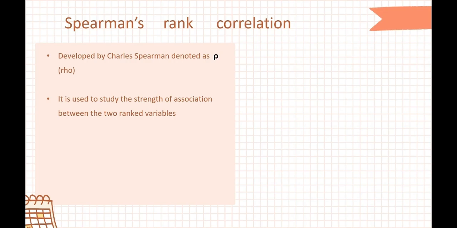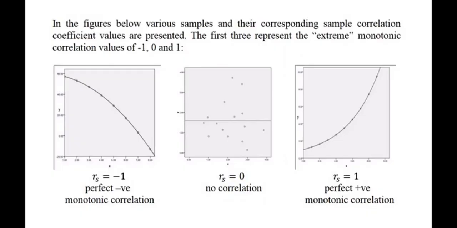Spearman's rank correlation assesses monotonic relationships. A monotonic relationship is when, if the value of one variable increases, so does the other variable, or as the value of one variable increases, the other decreases. In the figures below, various samples and their corresponding sample correlation coefficient values are presented. The first three represent the extreme monotonic correlation values of -1, 0, and 1.